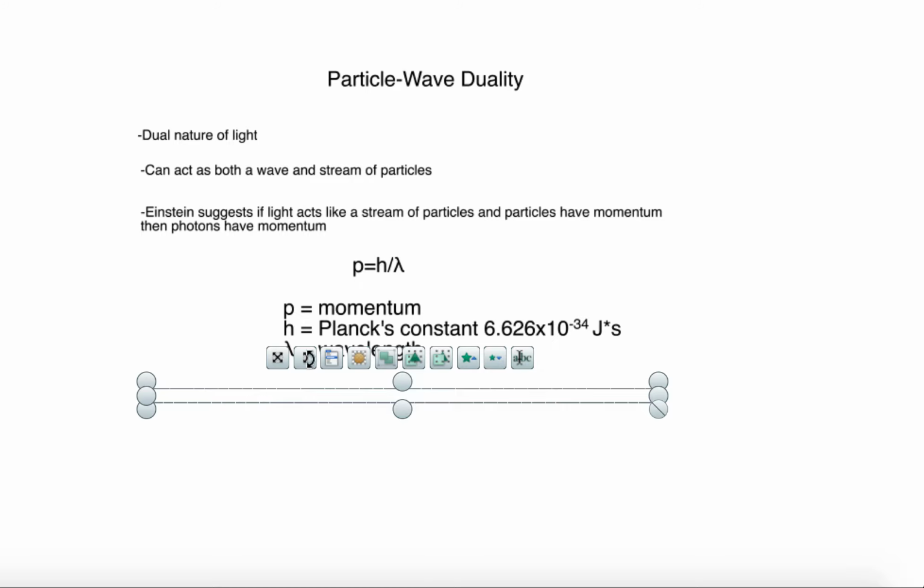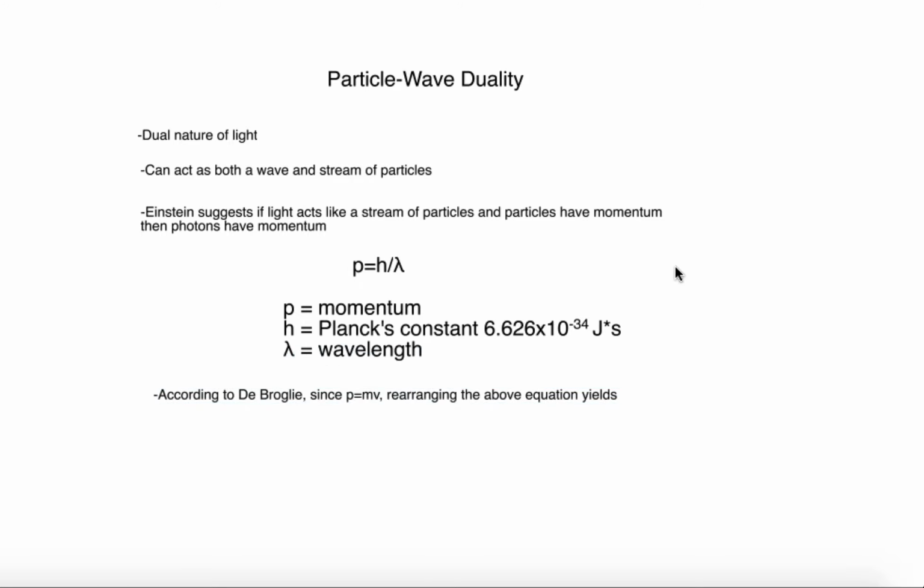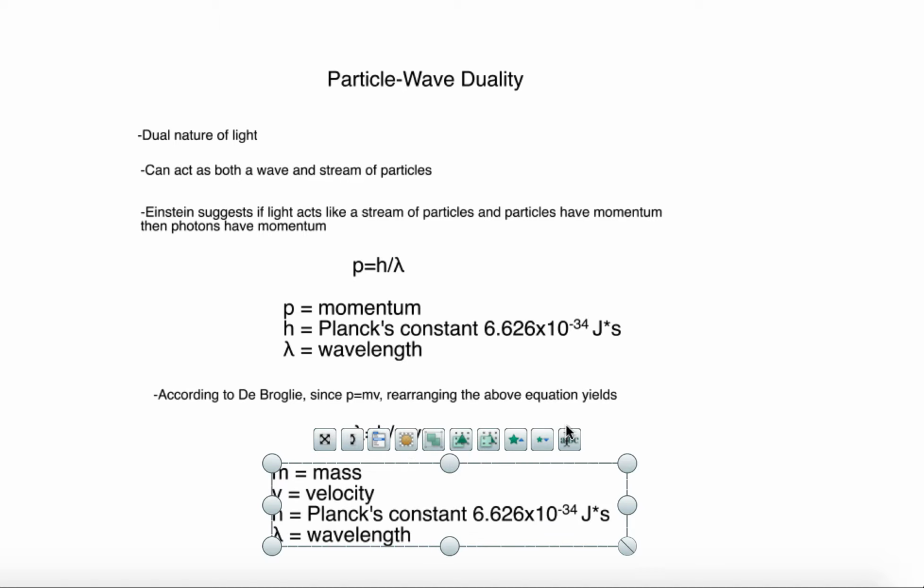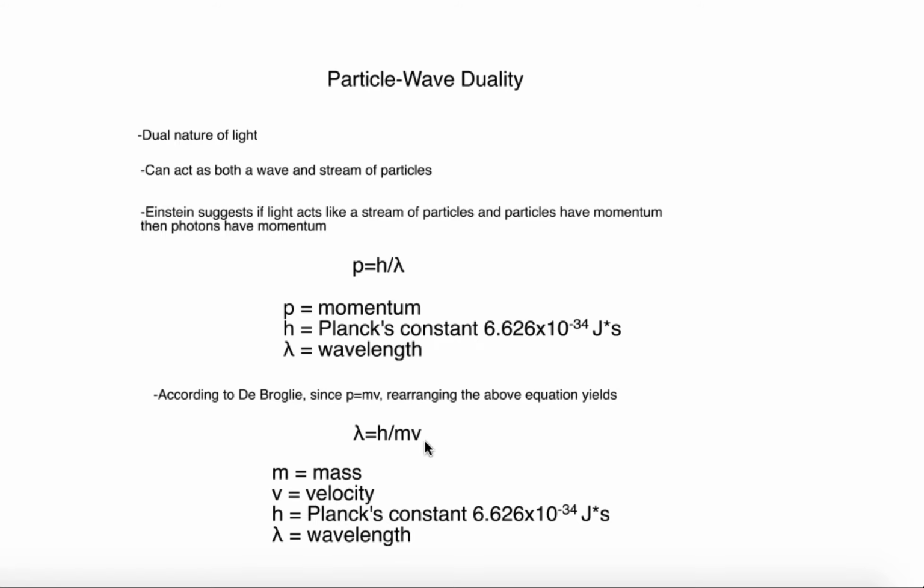It wasn't until it was further worked on by Louis de Broglie that it got expanded. De Broglie realized that since momentum is equal to mass times velocity, you could rearrange the above equation to get that the wavelength is equal to Planck's constant divided by mass times velocity. So if we know the mass and the velocity, we can determine the wavelength, and thus we can actually determine the energy.